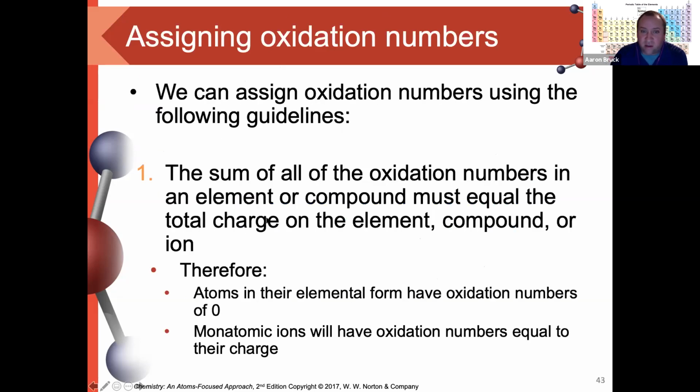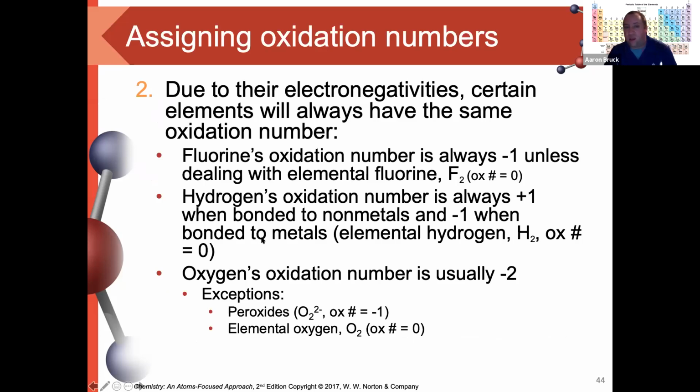The rest follows a relatively simple algebra formula and comes back to this idea of number one. All the oxidation numbers in an element or a compound have to add up to the total charge. So if I know the charge and I know the oxidation numbers of every element except for one, I can use algebra to solve for the remaining element. So let's take a look at some examples.